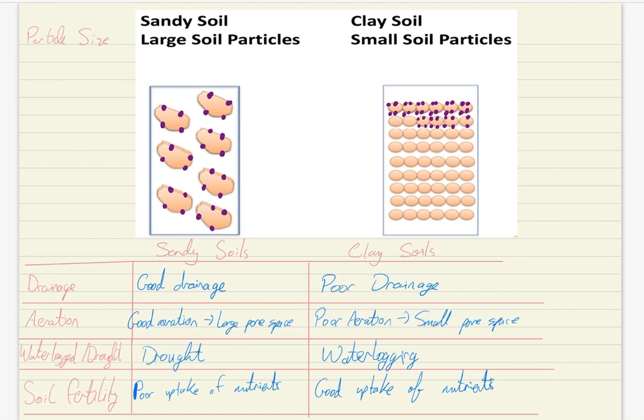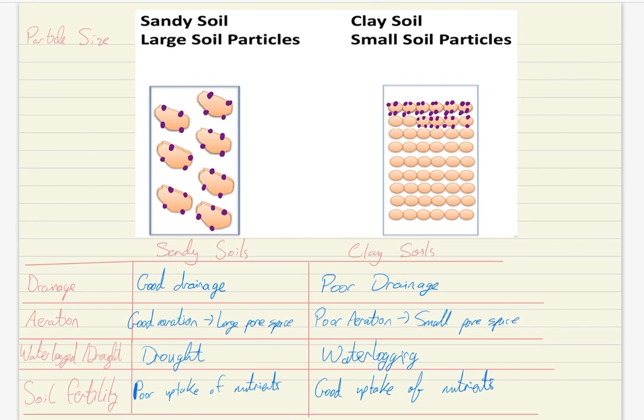So that is our conclusion of the differences between our sandy soils and our clay soils. Okay, looking at particle size, drainage, aeration, waterlogging, drought, and soil fertility. In conclusion, your sandy soils are going to have better drainage, better aeration, prone to drought. And then your clay soils are going to be poor drainage, poor aeration, and prone to waterlogging. So really, the sandy soils is nearly 3 positives, the clay soils 3 negatives.